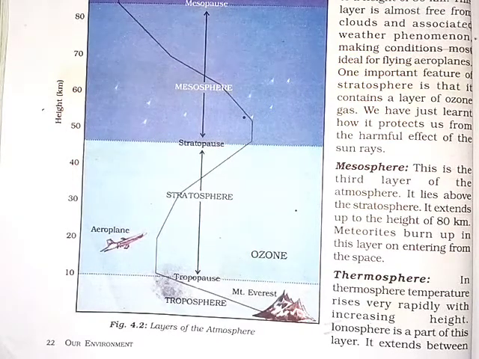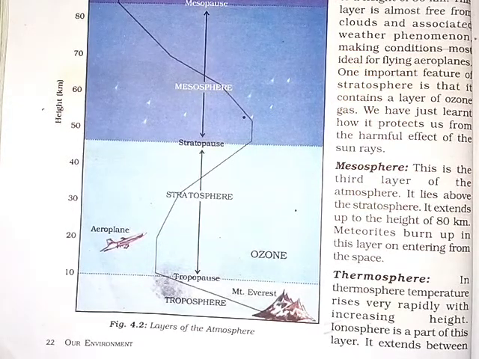Mesosphere. This is the third layer of the atmosphere. It lies above the stratosphere. It extends up to the height of 80 km. Meteorites burn up in this layer on entering from the space.